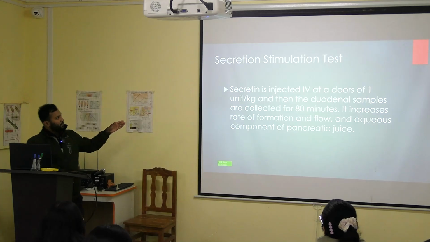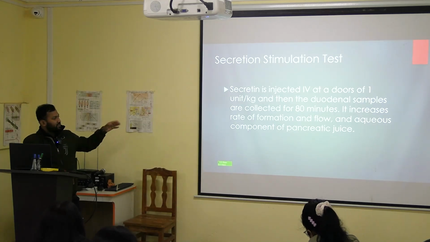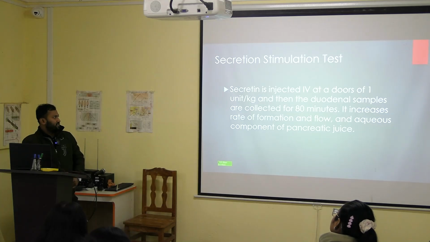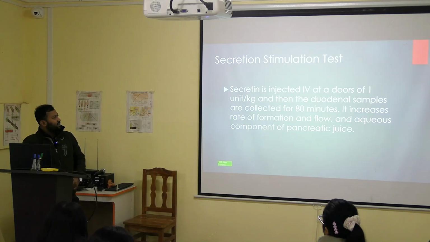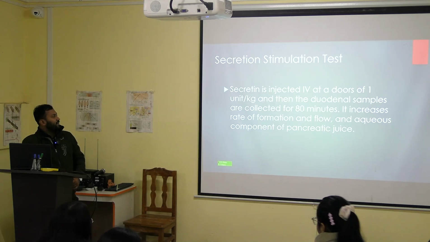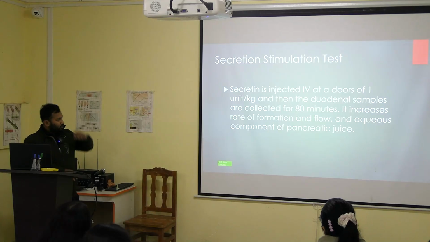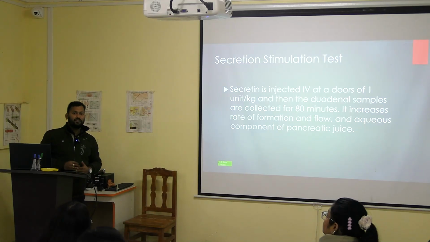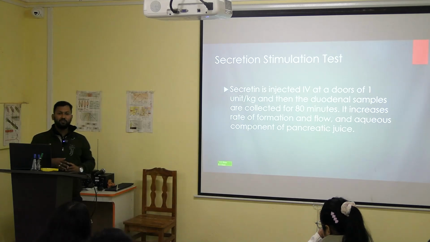You don't need to remember all these things, like the dosage. Just for your knowledge, you just see it once. Secretin stimulation test. Secretin is injected IV at a dose of 1 unit per kg, and then the duodenal samples are collected for 80 minutes. It increases rate of formation and flow and aqueous component of pancreatic juice. So whenever we are giving a dose of 1 unit per kg of secretin, then the pancreatic flow is increased, and we will be seeing that.